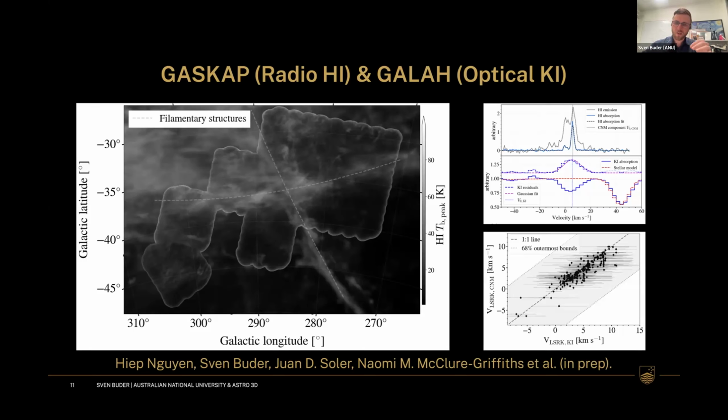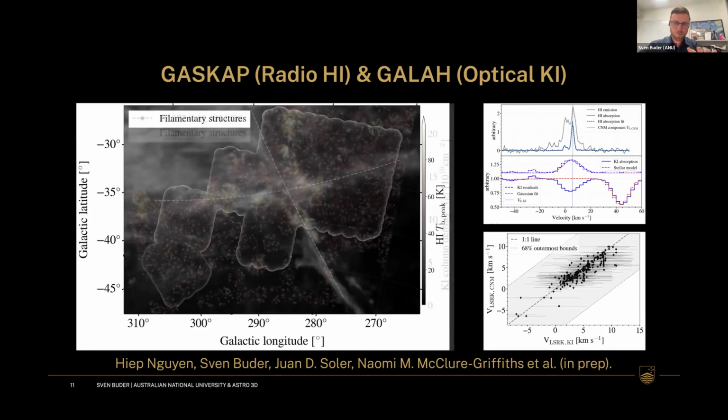And we've done that not only for this one example, but for quite a few. We've compared the line of sight velocities of the cold neutral medium that we trace with radio astronomy, and the optical part that we trace with the GALAH survey. And if you not only map the velocity, but also measure the column density of this interstellar potassium, what I'm going to show you on the left-hand side is basically a color map of where we find more interstellar potassium.